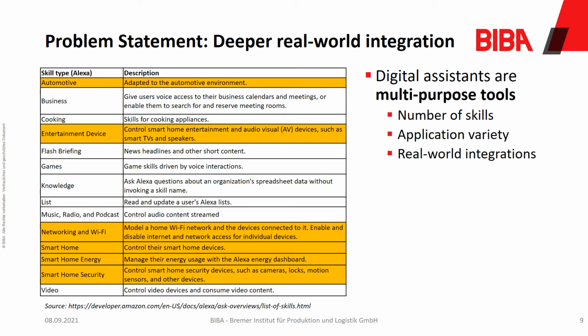The last part about the multi-purpose tools is about the deeper real-world integration of assistants. On the left-hand side, you see different skill types for Alexa, and there are a couple of them that require or benefit from real-world integrations with real devices in your environment. There's automotive, for instance, which is very obvious, but there's also entertainment, there's networking and Wi-Fi, smart home energy and security. All of these connect somehow to smart devices in your environment, and through these connections, through these integrations, the assistant becomes more and more useful and can do more and more things also.